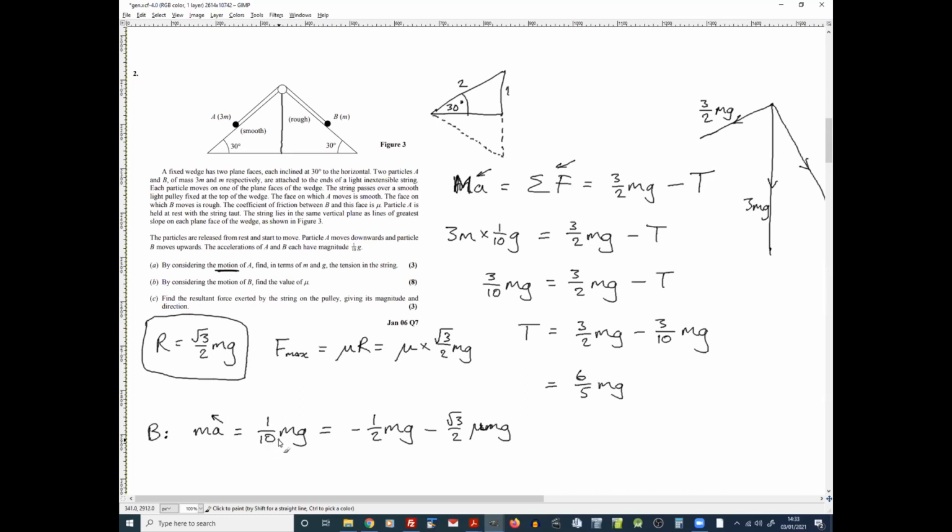Well, they did tell us that the acceleration would be... They didn't tell us it was up the slope rather than down. Perhaps B is accelerating down the slope, is it? No, it's accelerating up the slope. Yes. Why? Because A is heavier. Right.